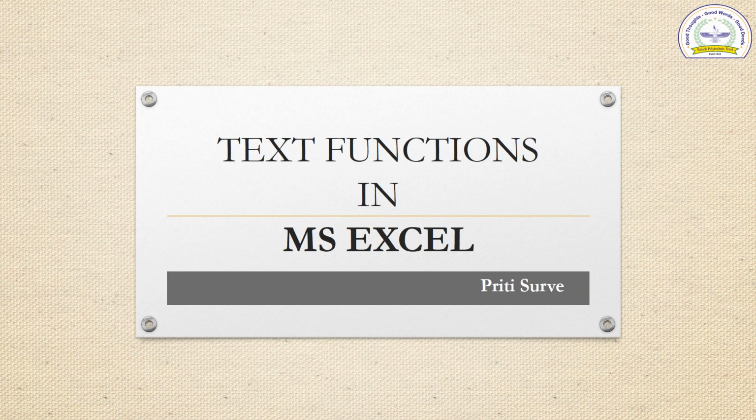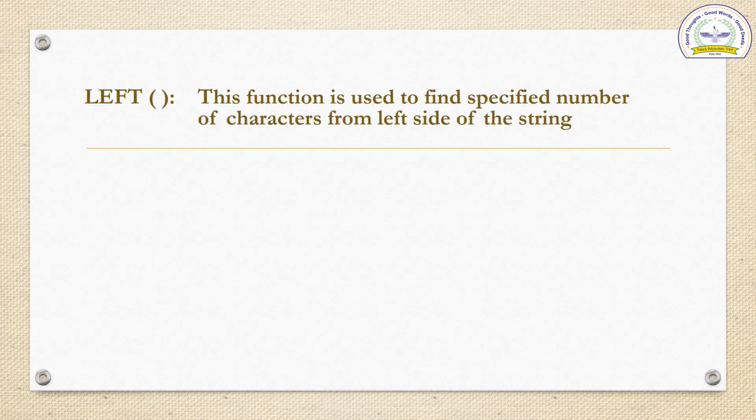In this session today, we will be looking at certain text functions in MS Excel. The first function is the LEFT function, which is used to extract a specified number of characters from the left side of the string. The function takes two arguments. The first argument is a string whose characters need to be extracted, and the second argument is the number of characters to be extracted.